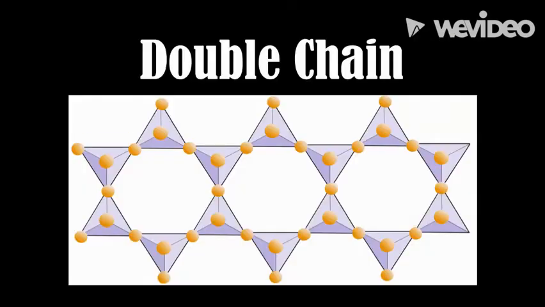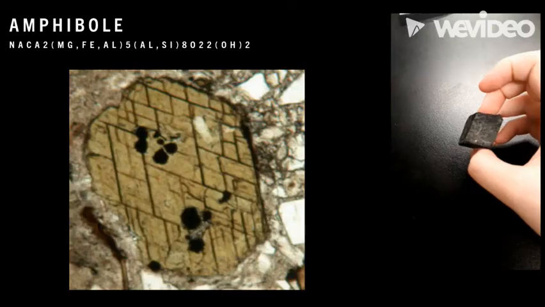Next up is the double chain structure. This structure appears as two single chains bonded together at shared oxygens in the middle. Elements fill in between the double chain structures. An example of this is amphibole.